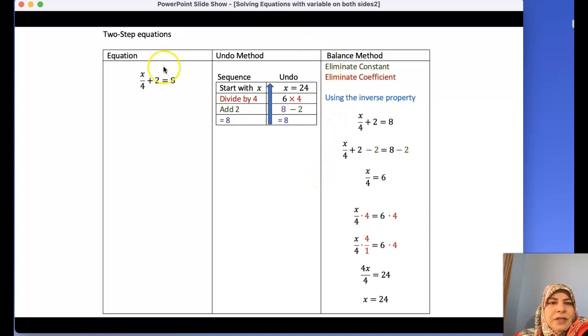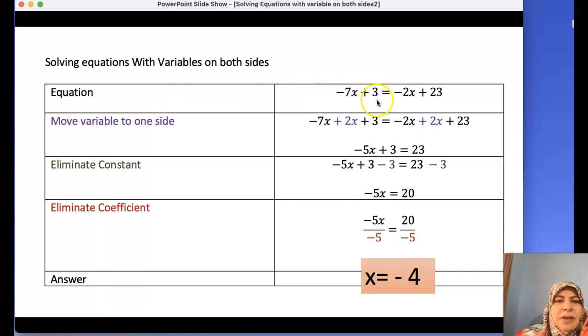So when we have a two-step equation, that means I have two numbers I need to eliminate to isolate the variable. A coefficient and a constant. Which first? You must eliminate the constant first, and then the coefficient, because this is actually what you did when we did the undo method. And then now you get the answer 24. Let us check. 24 divided by 4 is 6. 6 plus 2 is 8. Equal on both sides.